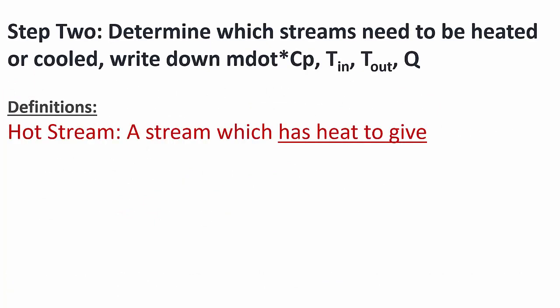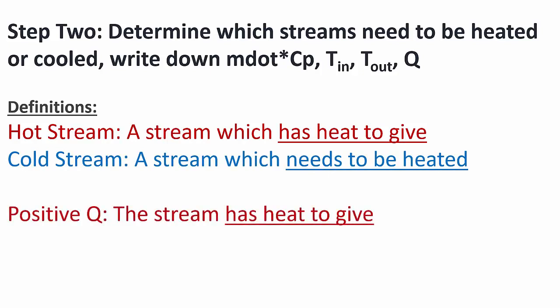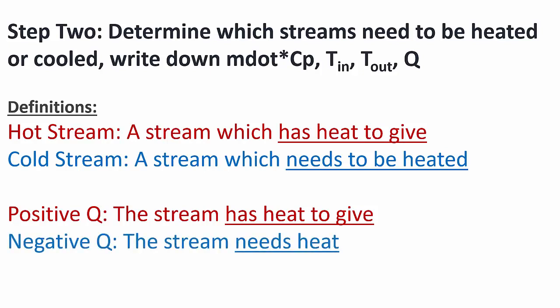So we're going to review our definitions. A hot stream is a stream which has heat to give. It starts off hot. A cold stream is a stream which needs to be heated. This means that when we calculate Q, which is heat, a positive Q means that the stream has heat to give. In other words, a positive Q is associated with a hot stream. A negative Q is associated with a cold stream. It means the stream needs heat. So positive Q corresponds to a hot stream, negative Q corresponds to a cold stream.